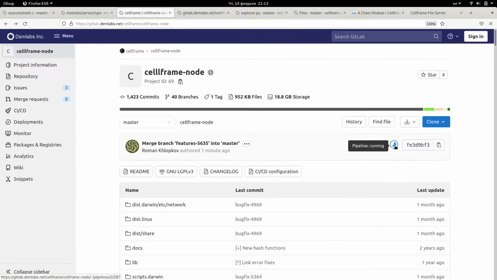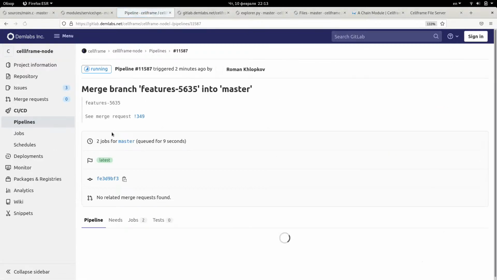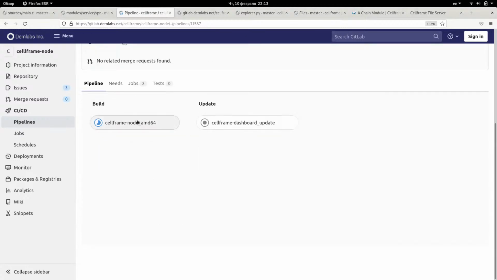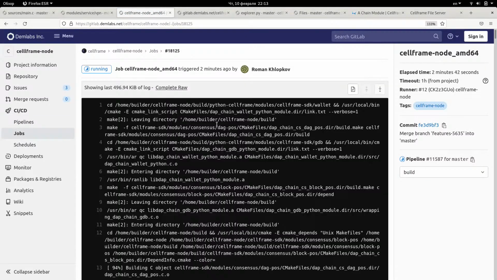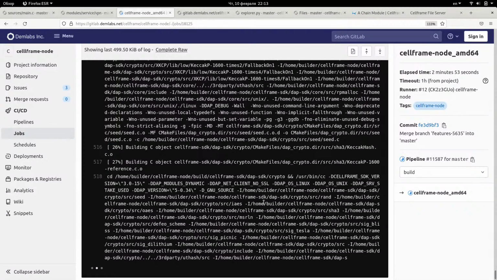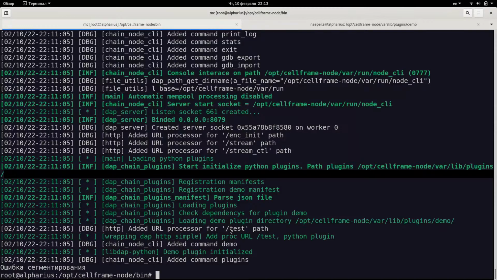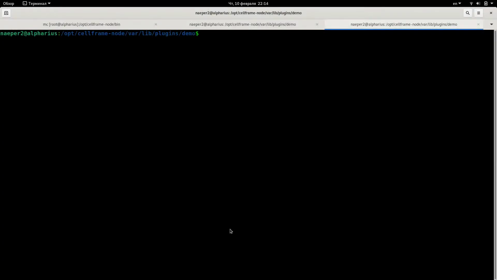Okay, we need to wait until this pipeline is over, it's running. You know, it's our automatic builds. By the way, if you want, you could build it by yourself, and it's not hard to do. I will not build it right now, I just want to show this as an example while we are waiting.